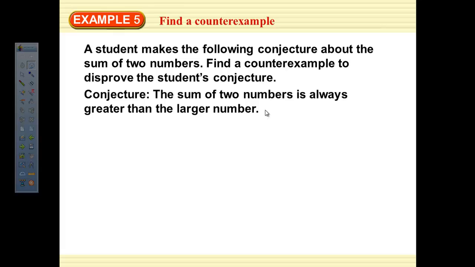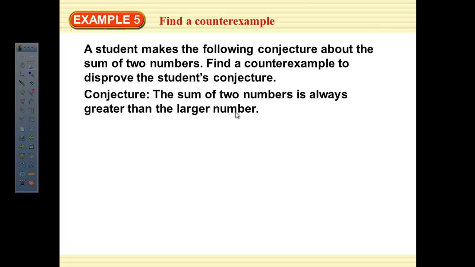We could do two negative numbers. We could do a positive and a negative number, where one of the two is bigger than the other. In either case, it's going to give us a number that's smaller. The sum will be smaller than either of the two numbers. We could also do 0 and a number, and that would give us something where it's not greater.